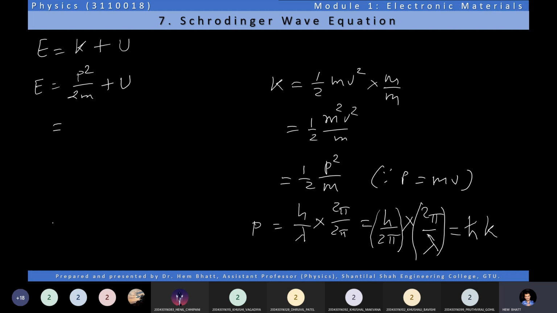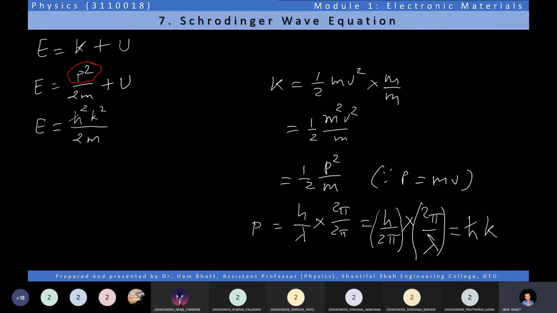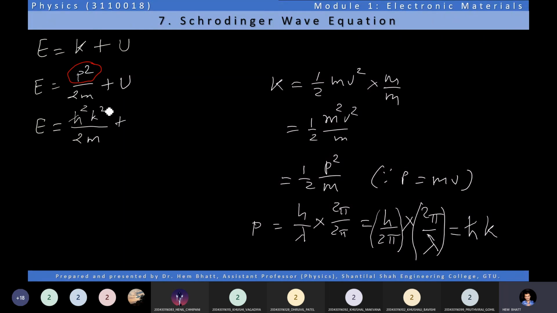So now, instead of this p square in this equation, I'll write h cut k. H cut square k square. So E becomes h cut square k square by 2m plus U. આવું last time lectureમાં આવ્યું હતું અને મને કોઈએ પૂછ્યું હતું કે આ ક્યાંથી આવ્યું. So at that time I skipped and I had told that I will explain during the Schrodinger equation. Now I cannot avoid this. So this is my first equation.